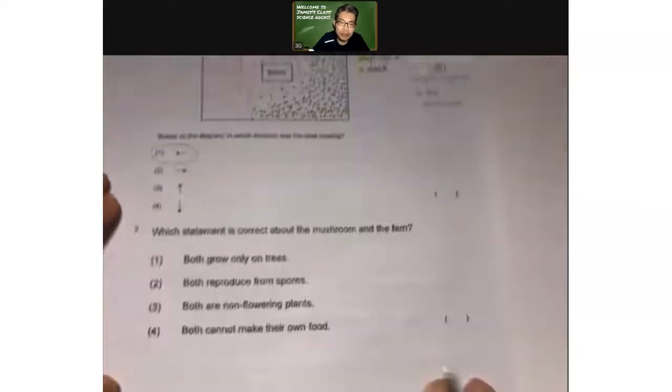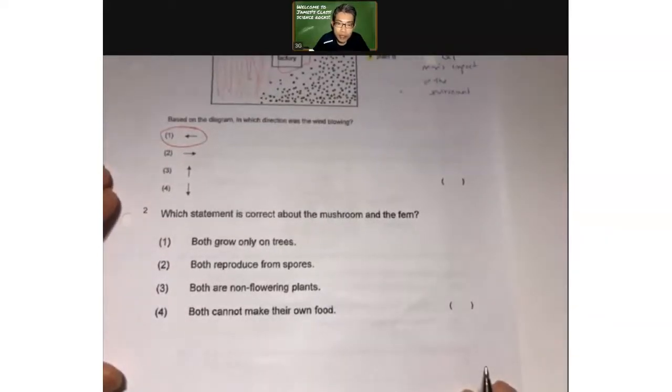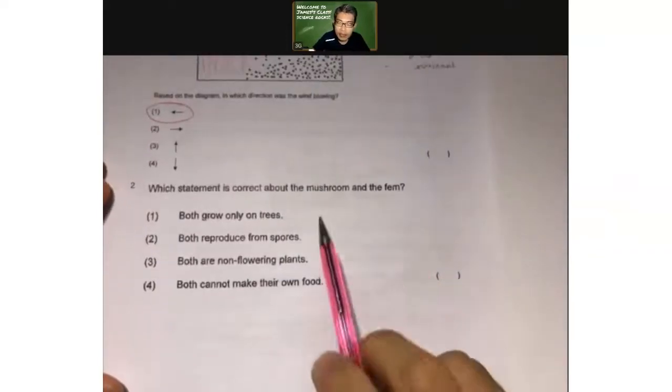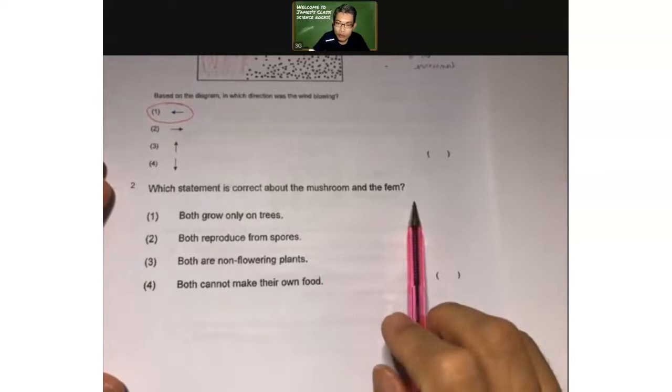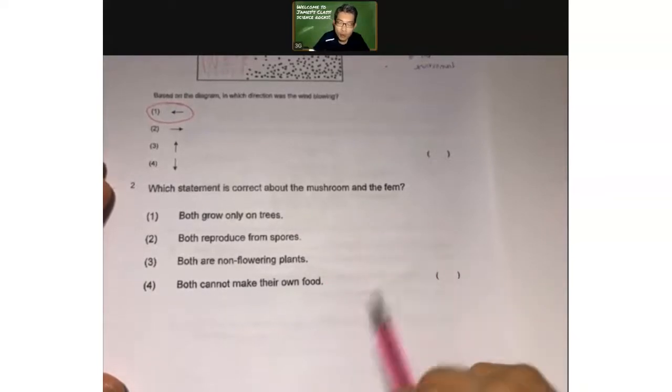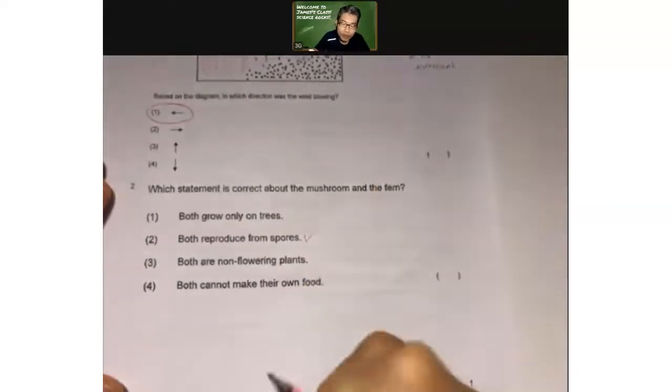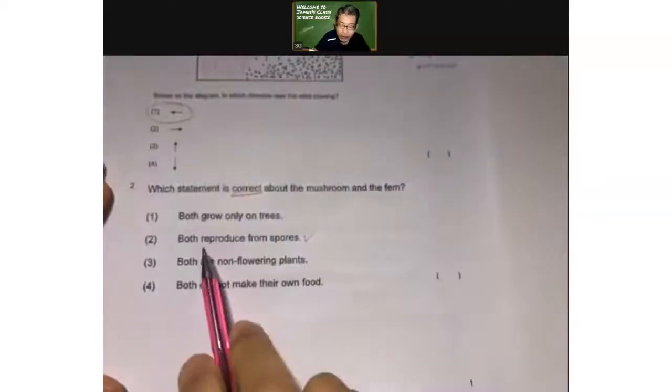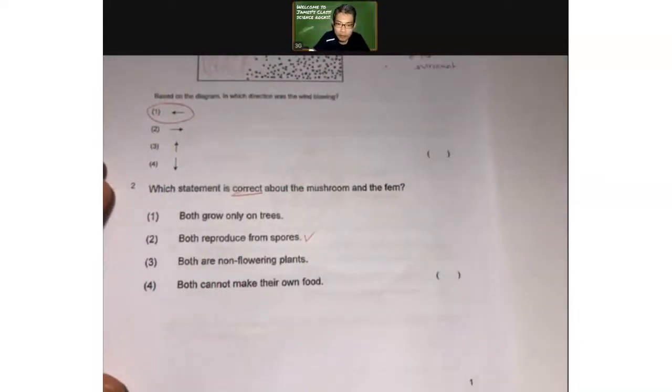Next question. Which statement is correct about mushroom and the fern? This question is about the reproduction of non-flowering plants. Ferns and mushrooms, these are both non-flowering plants and they both reproduce from spores, which is correct. They both reproduce from spores.